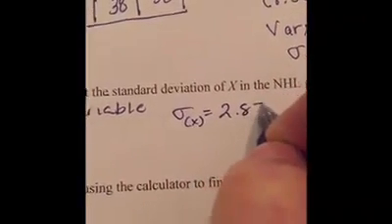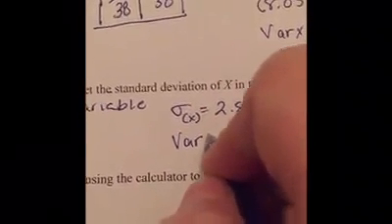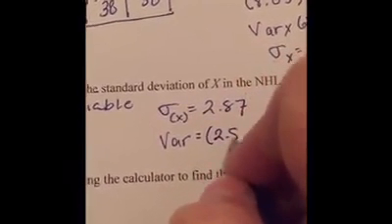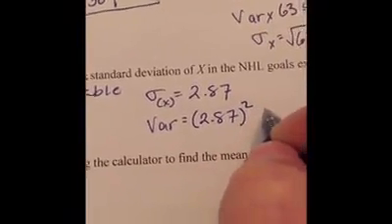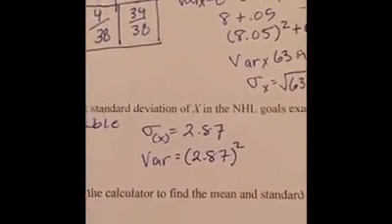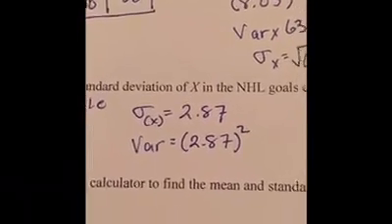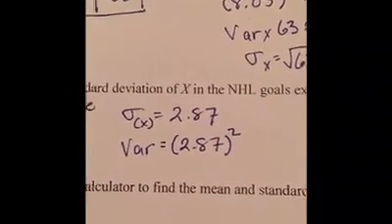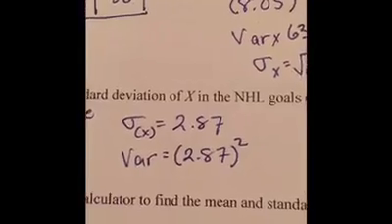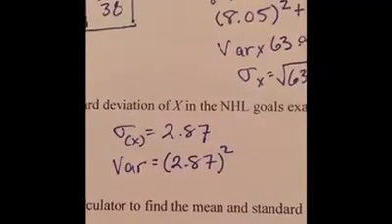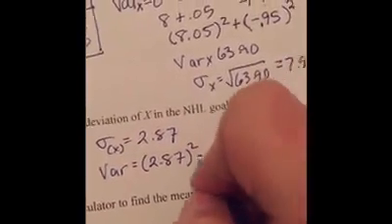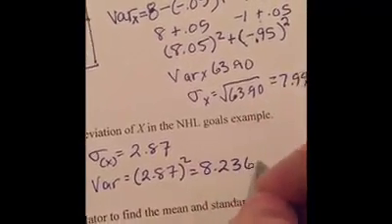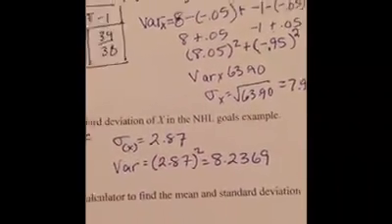So we write that down. Standard deviation of our random variable x is 2.87. And then to find the variance, we square 2.87, and that gives us our variance. So if we take 2.87 to the second power, we get 8.2369. And that's how you work that problem out.